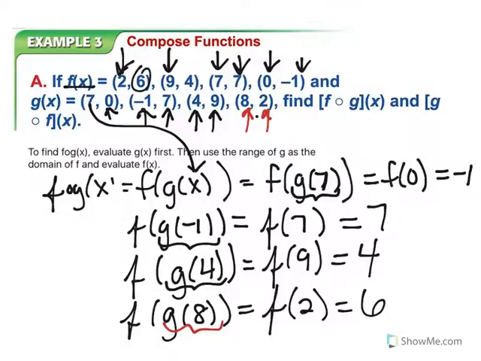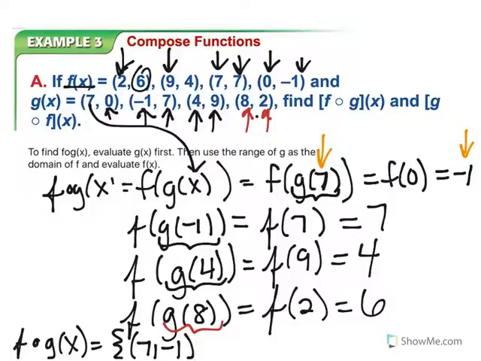So for my actual answer, I'm going to look at what I plugged in and what I got out, and that's going to be my new point. So for f of g of x, my new points are 7, -1. I got that from here and here. I plugged in a 7 and got out a 7.